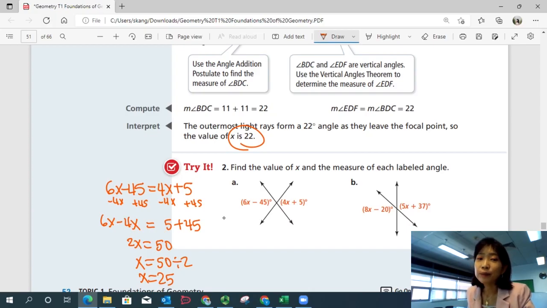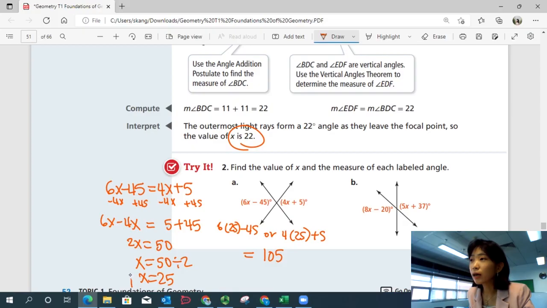Are you done? No. Because x is 25, you can figure out the angle by plugging in 25 into any of these expressions. You're going to get the same number. What do you get? 6 times 25 minus 45, or 4 times 25 plus 5, is going to give you 105. Okay?